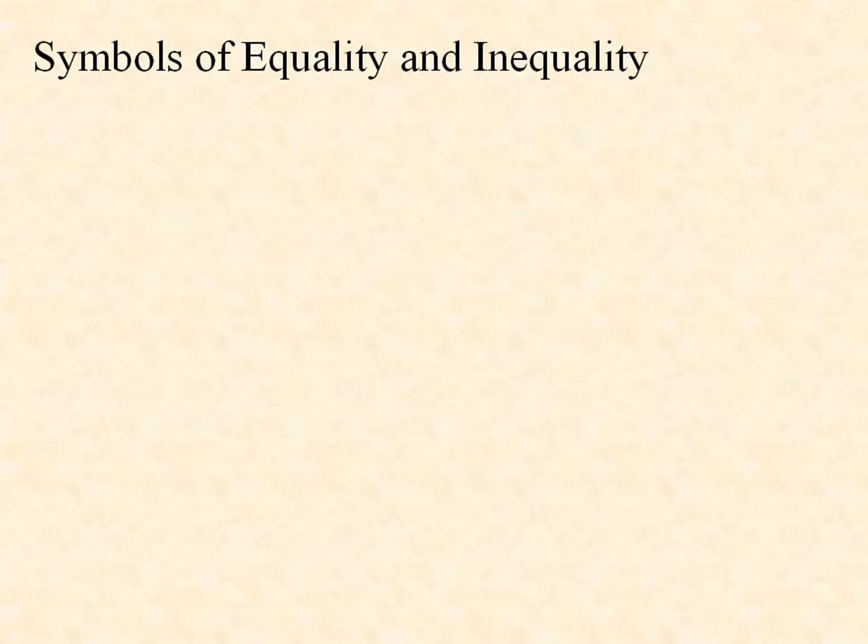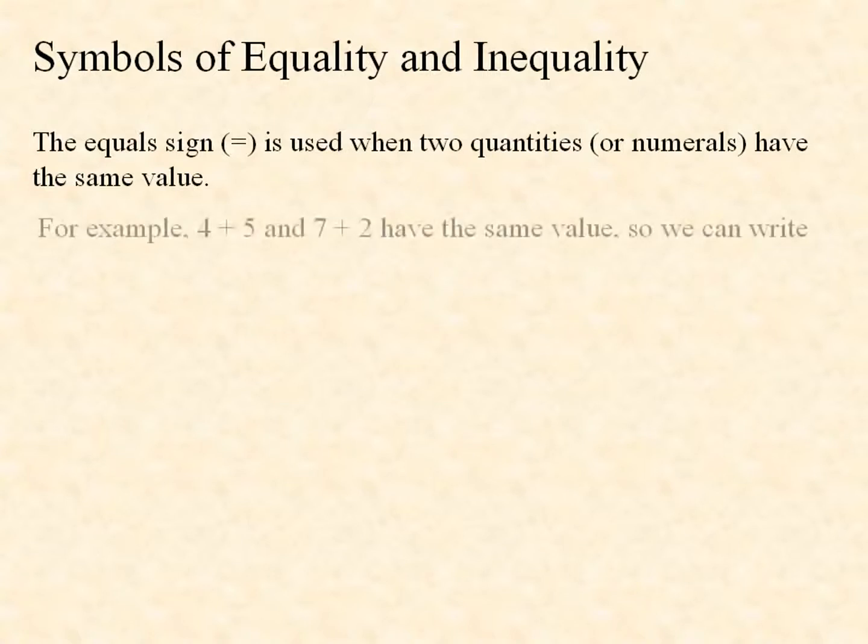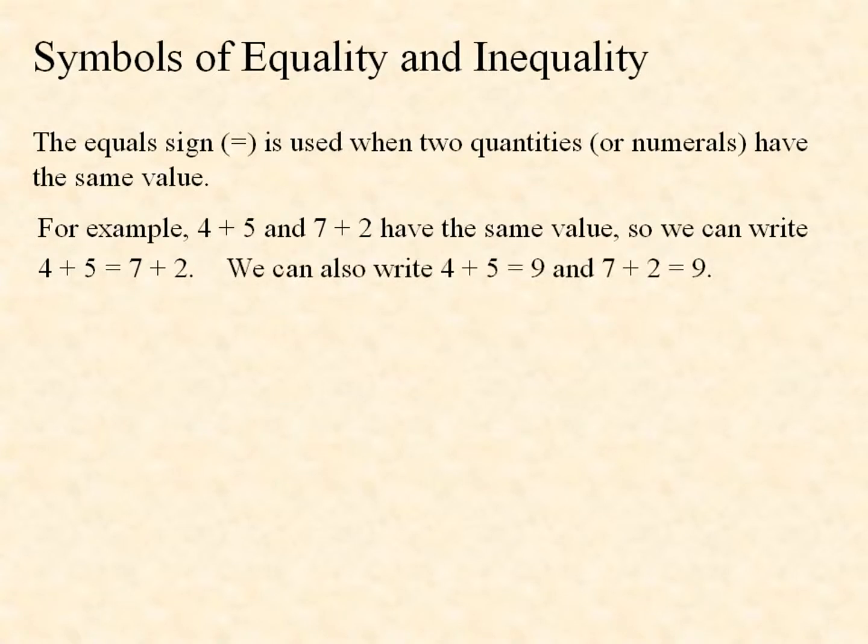Symbols of equality and inequality. The equal sign is used when two quantities or numerals have the same value. For example, 4 plus 5 and 7 plus 2 have the same value, so we can write 4 plus 5 equals 7 plus 2. We can also write 4 plus 5 equals 9 and 7 plus 2 equals 9.